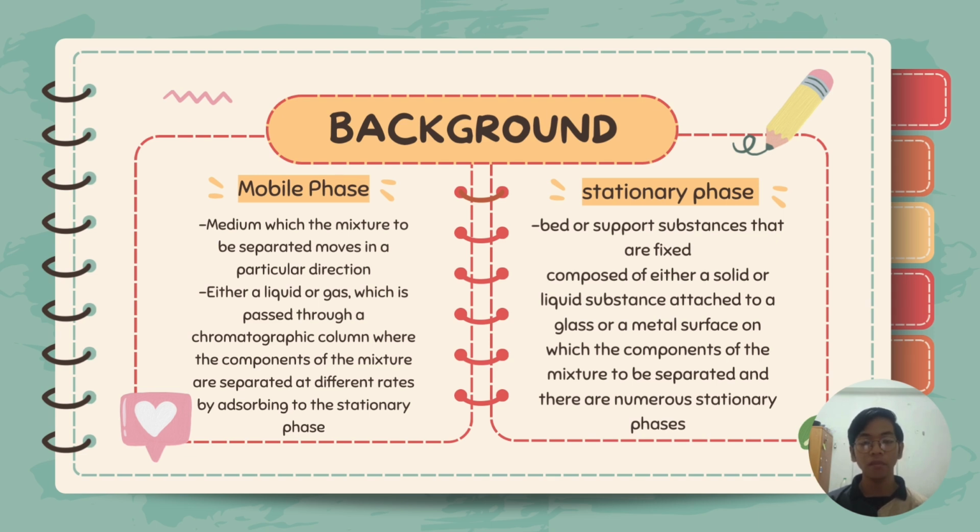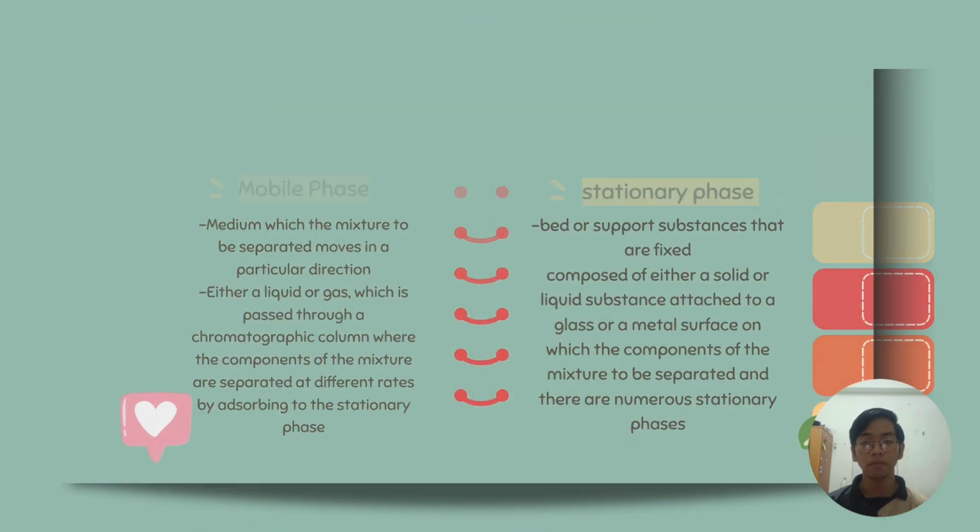What is the stationary phase? The stationary phase is a bed or support substance that is fixed. It is composed of either a solid or liquid substance attached to a glass or metal surface, on which the components of the mixture are to be separated, and there are numerous stationary phases.